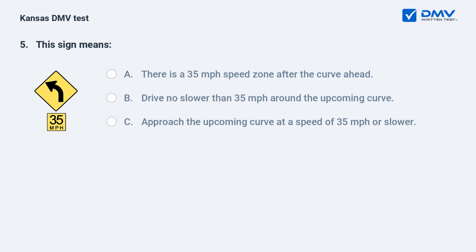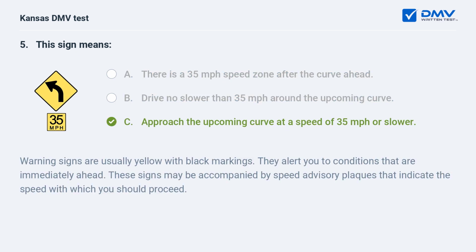This sign means: A. There is a 35 miles per hour speed zone after the curve ahead. B. Drive no slower than 35 miles per hour around the upcoming curve. C. Approach the upcoming curve at a speed of 35 miles per hour or slower. C. Approach the upcoming curve at a speed of 35 miles per hour or slower. Warning signs are usually yellow with black markings. They alert you to conditions that are immediately ahead. These signs may be accompanied by speed advisory plaques that indicate the speed with which you should proceed.